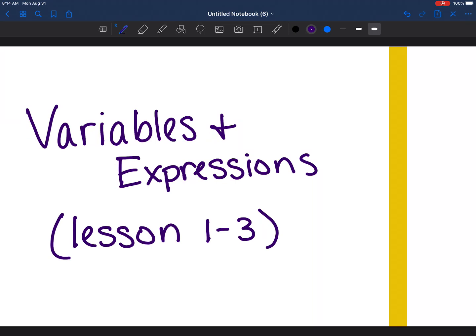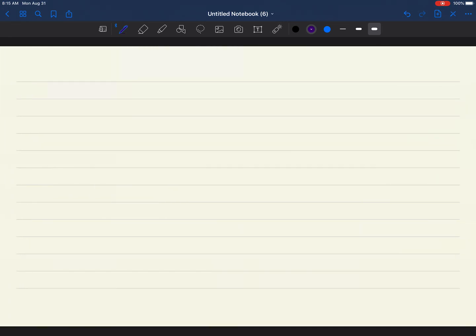Have you guys heard that word before? What is a variable? Anybody? It's just a what? It's not a number. Yes, good. It is a letter, right? It's a letter that represents a number, okay?